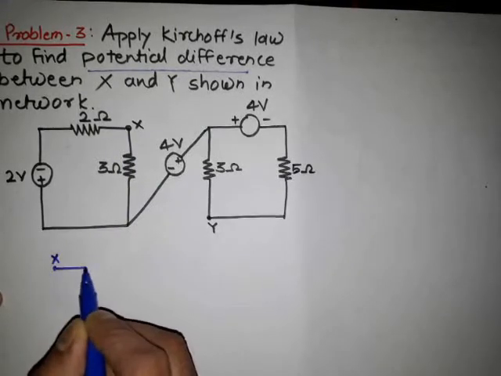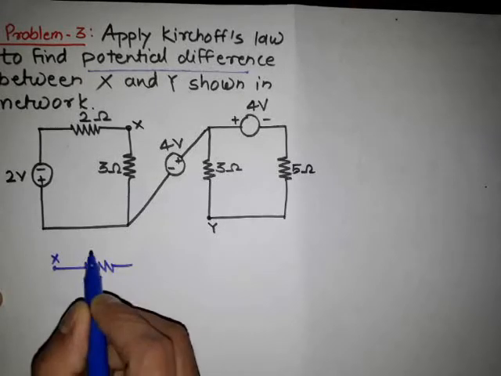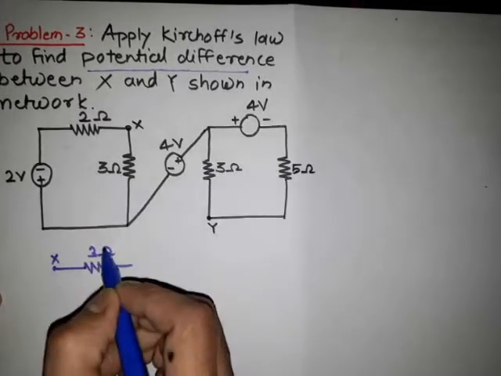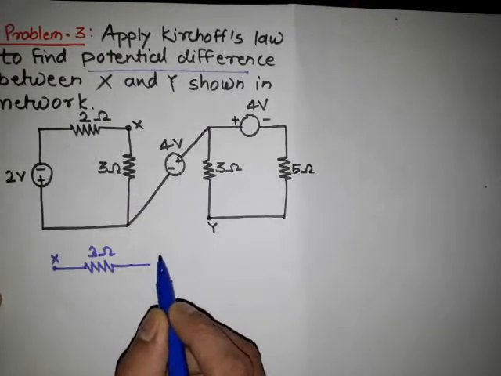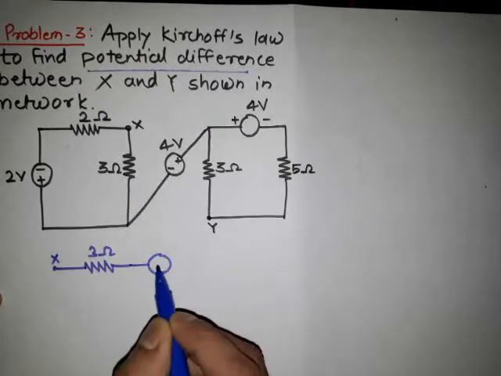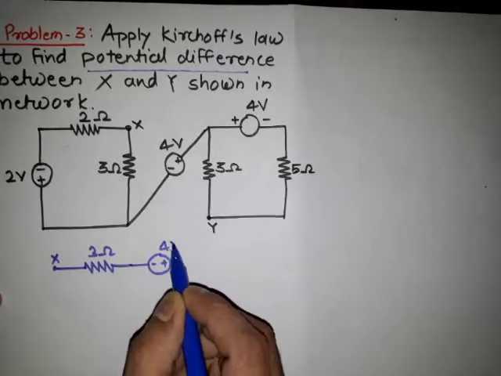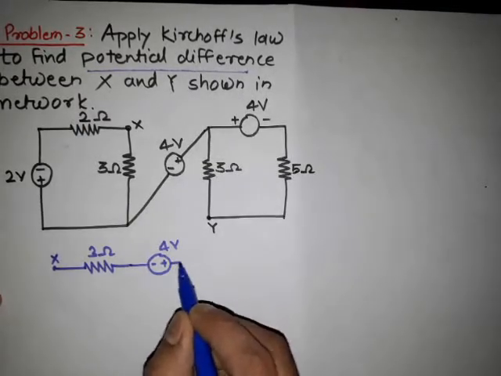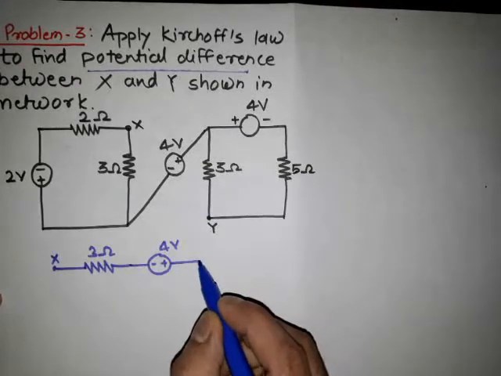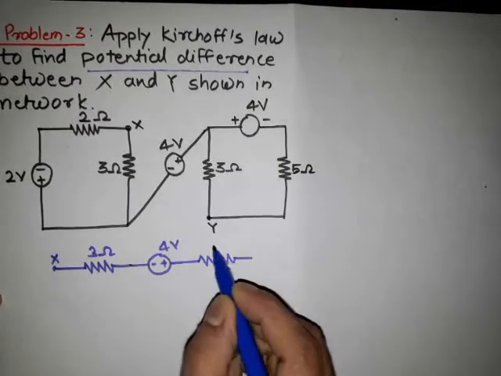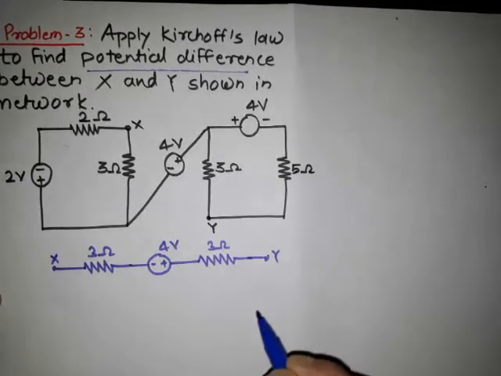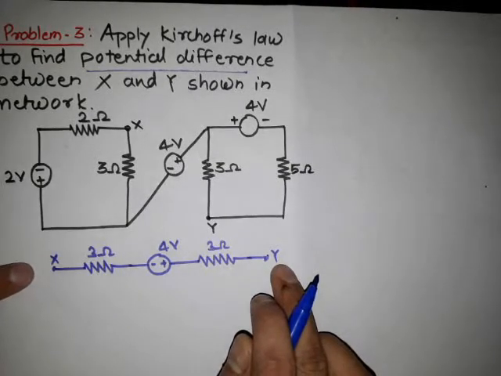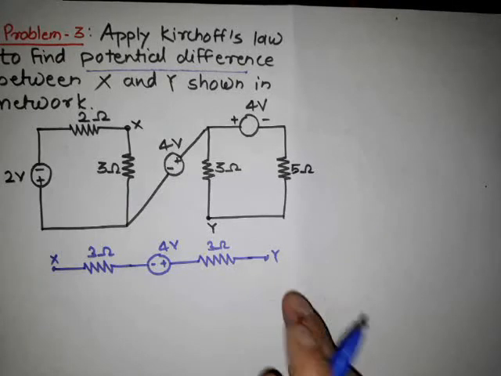At the X terminal, a resistor of 3 ohm is connected. Then this 3 ohm resistor is connected to the 4 volt voltage source. Then this voltage source is connected to the 3 ohm resistor. Then this 3 ohm resistor is connected to the terminal Y, and we have to find the voltage difference or potential difference between the X and the Y.